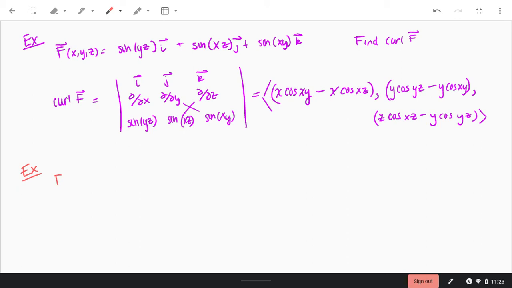Our next one, F(x, y, z), is going to be i plus sine z j plus y cosine z k. All right, so same thing, we're going to find the curl here.